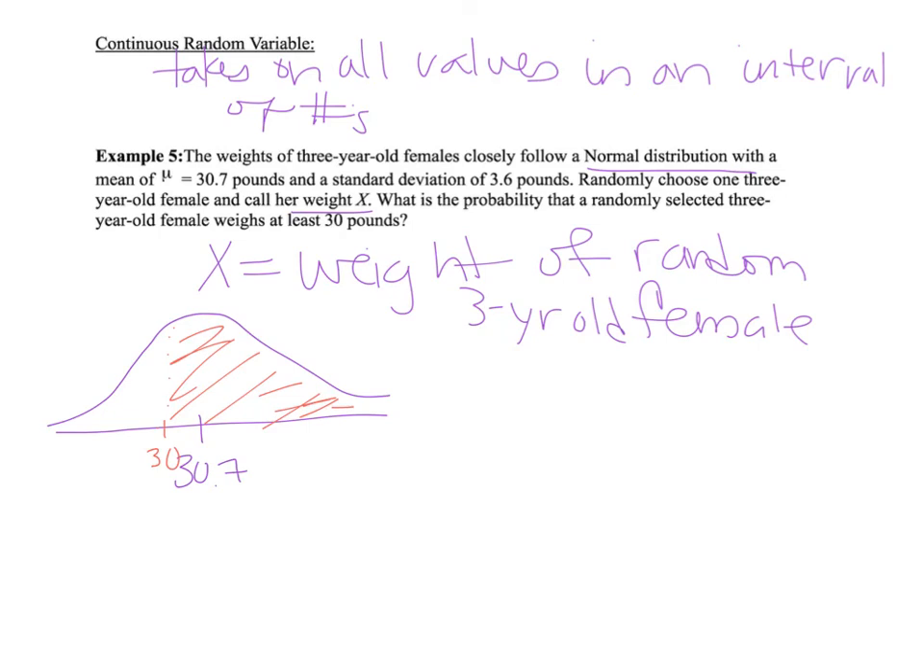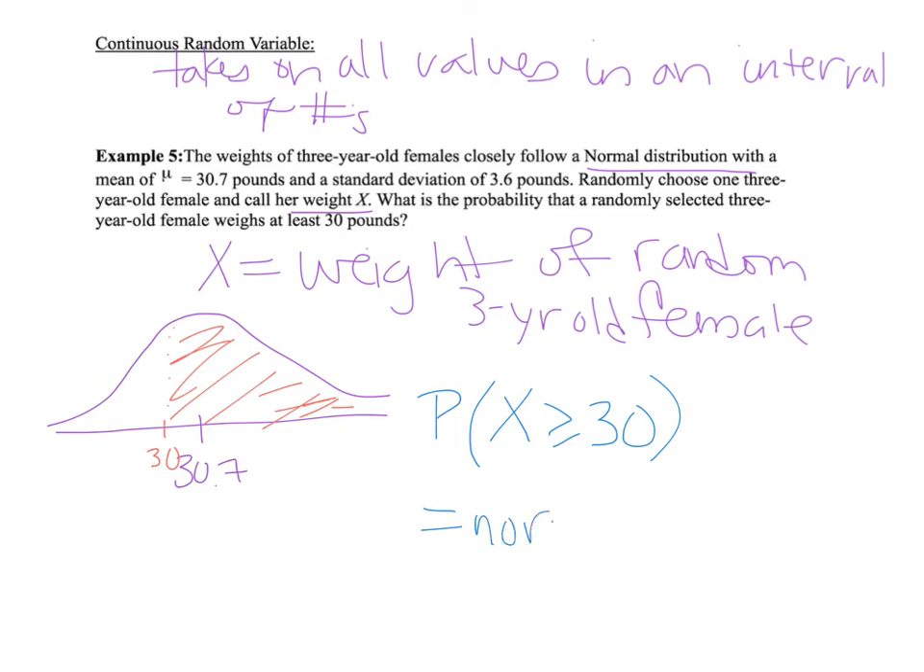So the next thing I want you to start getting in the habit of doing is, when you use the normal model, write it out as a probability. In this case, we know that we're looking for the probability of the weight being at least 30. My weight I called x. So I'm going to write this as the probability that x is greater than or equal to 30. Then you can use your normal model from there.